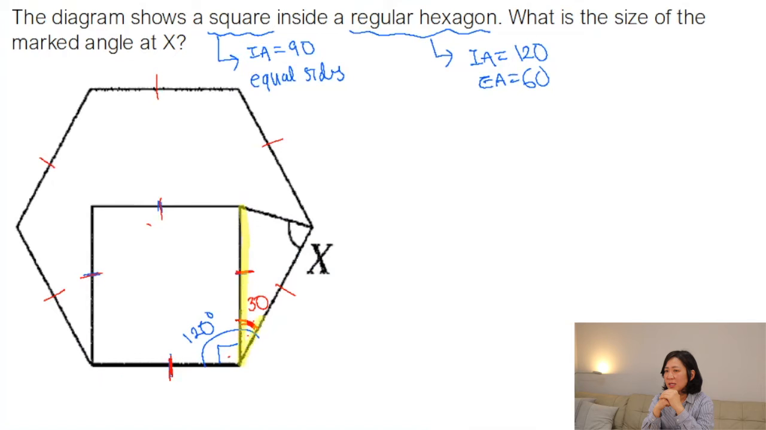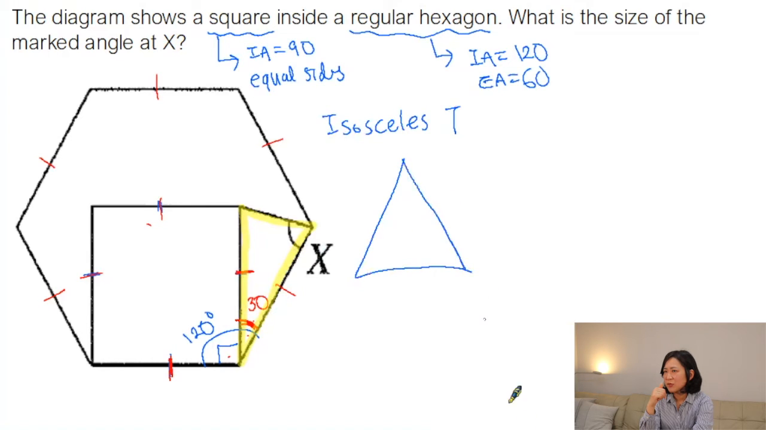Then now finally you can spot the small isosceles triangle, right? One part is one of the sides of the square, the other part is one of the sides of the hexagon. These are the same, that's why it has two equal sides. So it's an isosceles triangle, and you know that x is one of the equal angles, right?